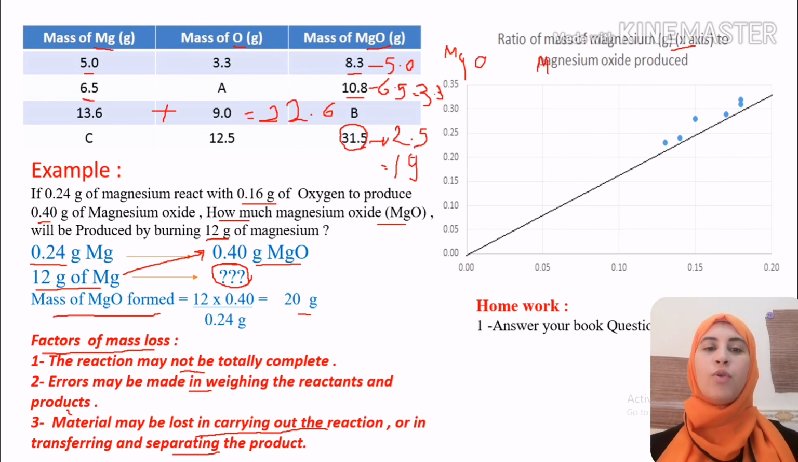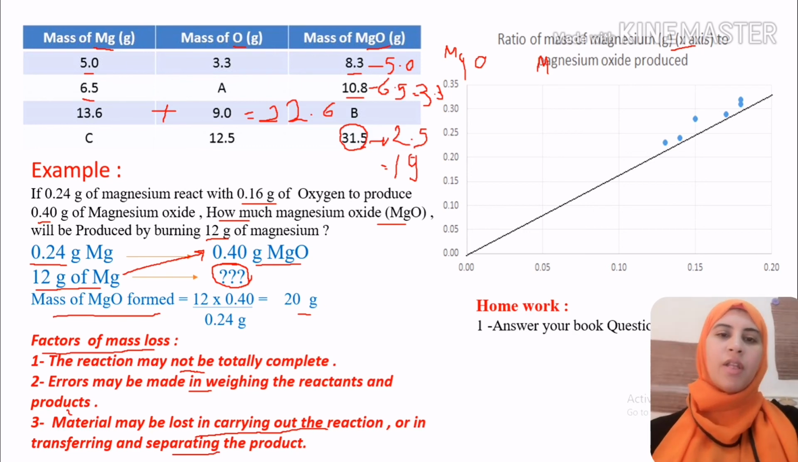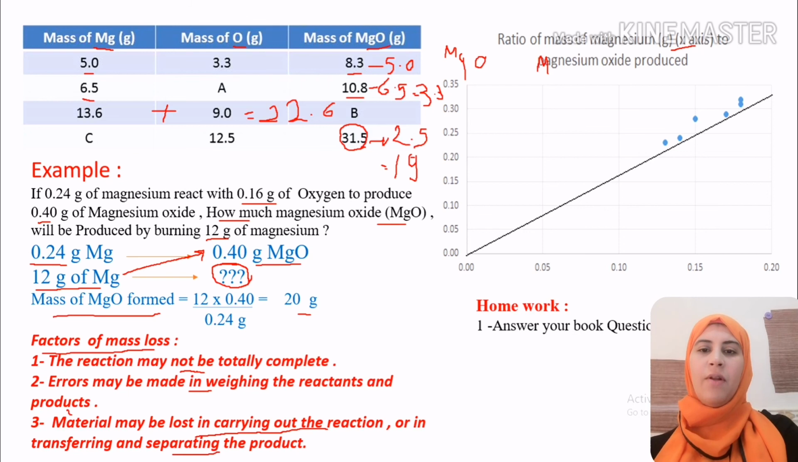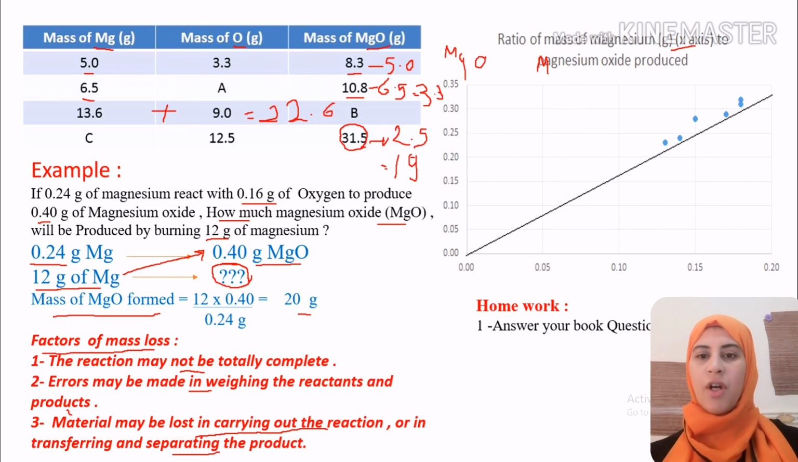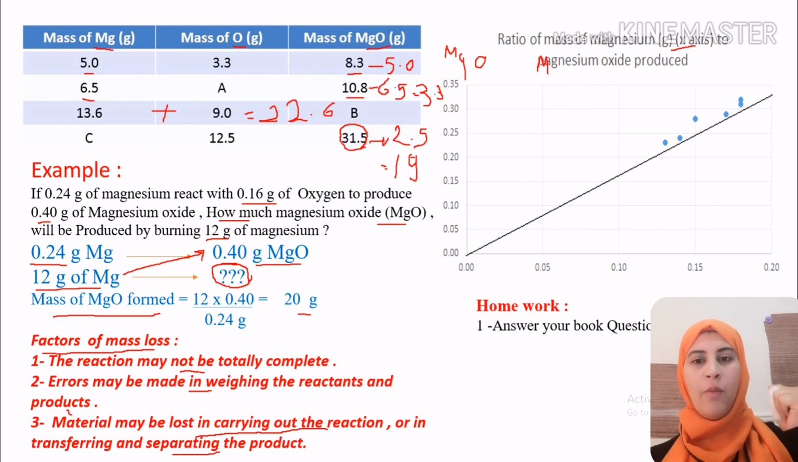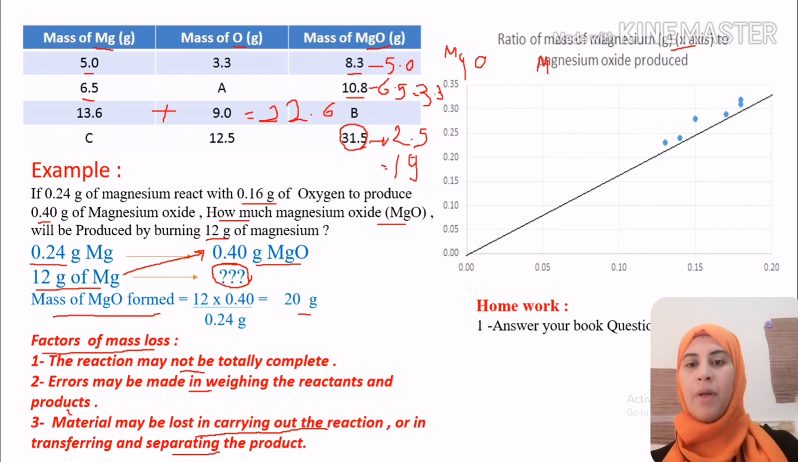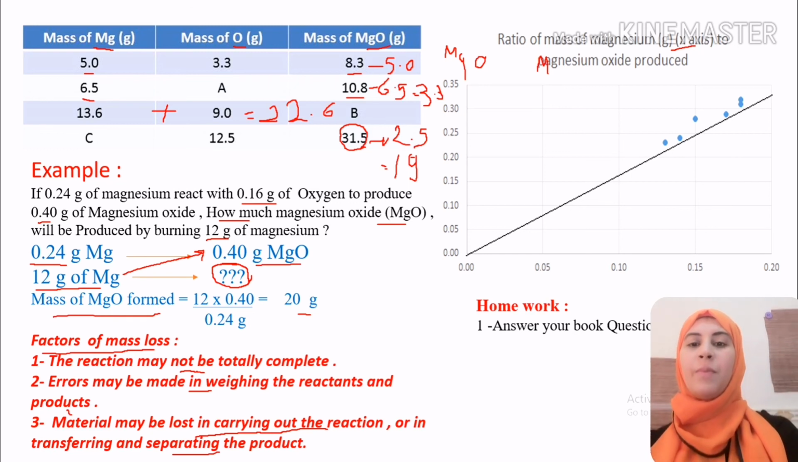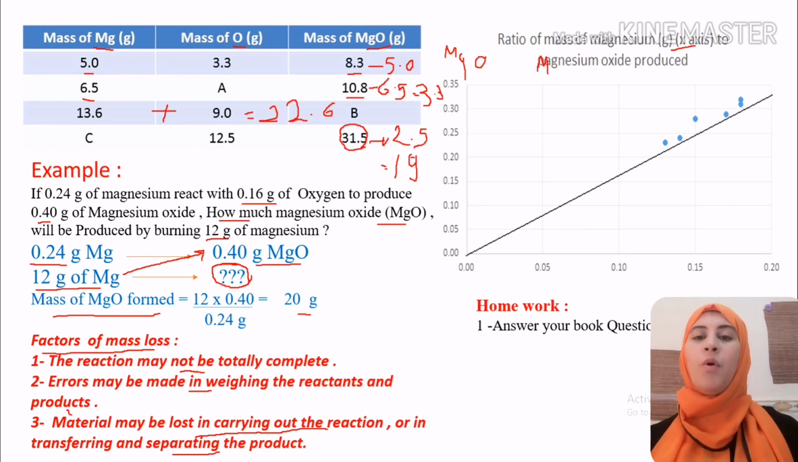For homework, start answering your practice questions, page 157, I think, page 157, okay? So we have finished our lesson today. You must know how you can calculate the relative atomic mass of an element from the periodic table. You must know how you can calculate the relative molecular mass from the periodic table. You must know all of these calculations and how you can do it step by step in your exam.